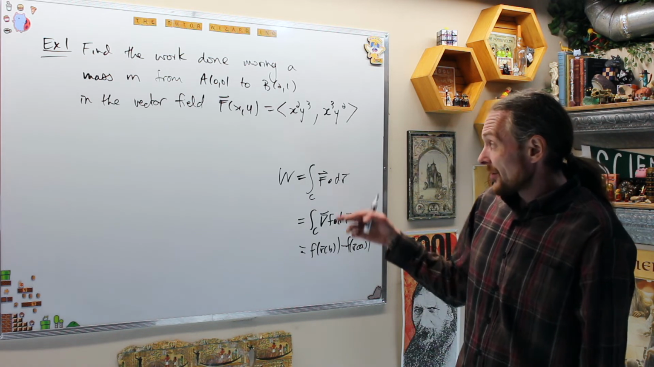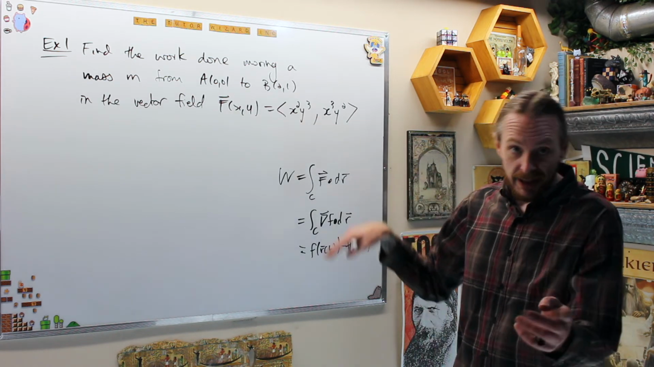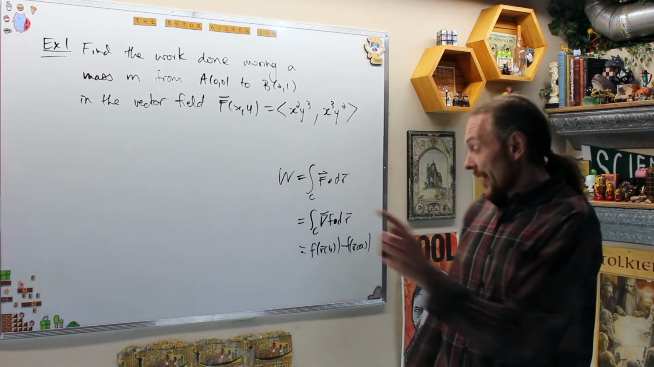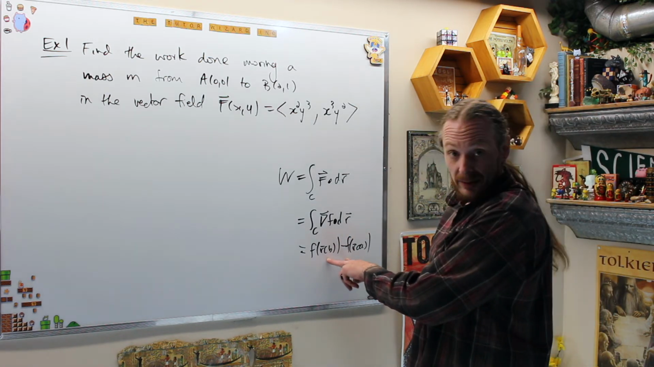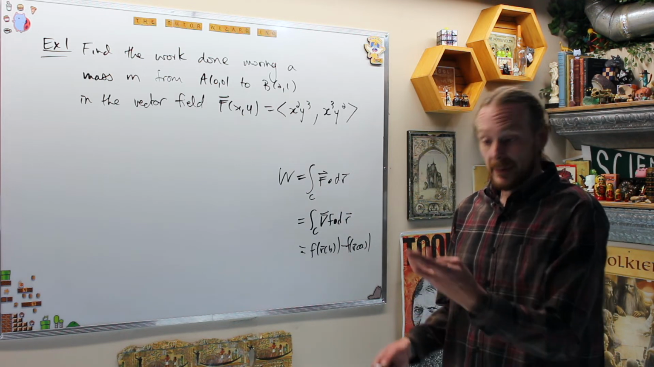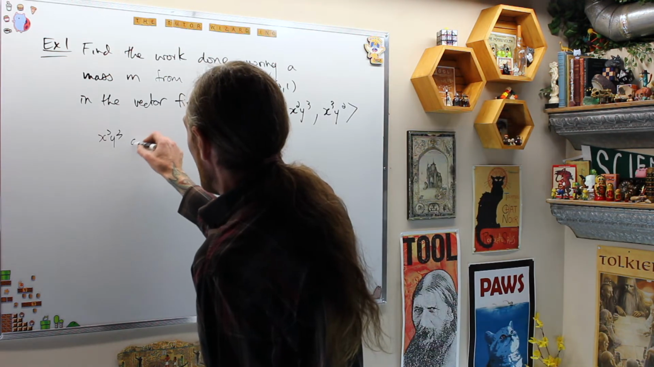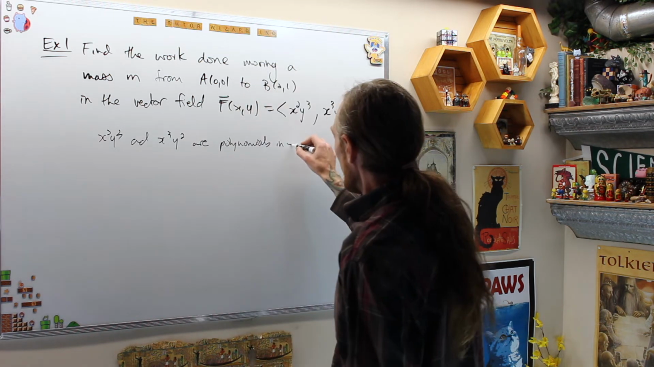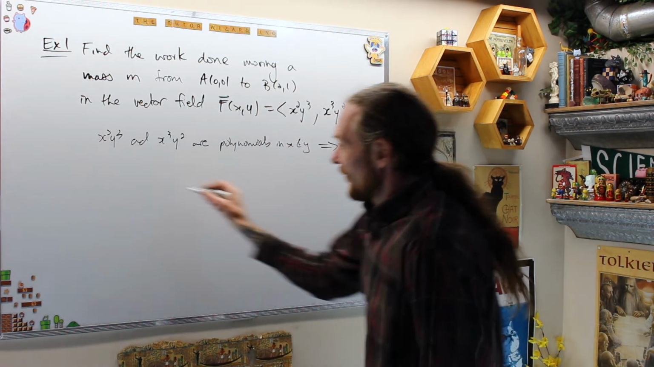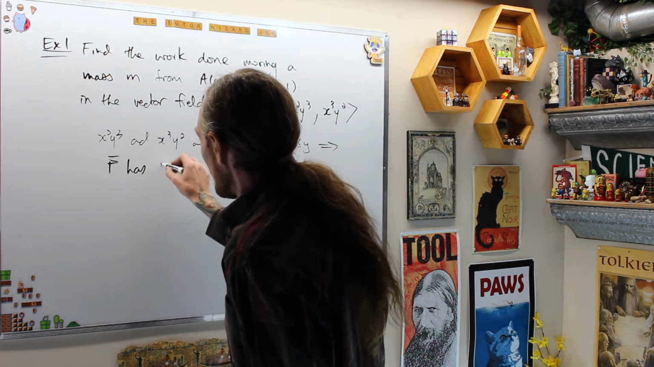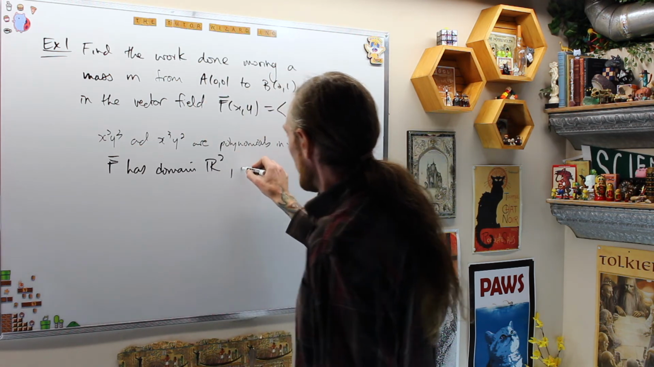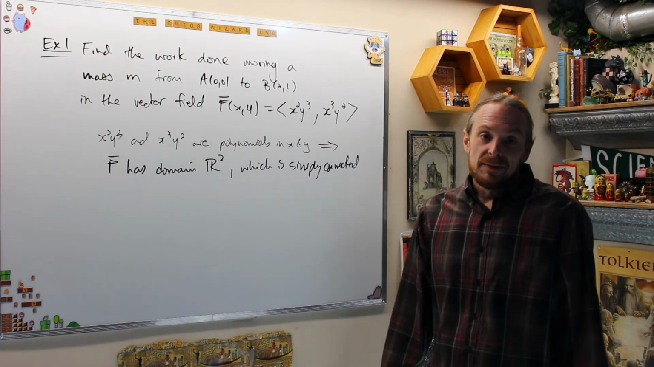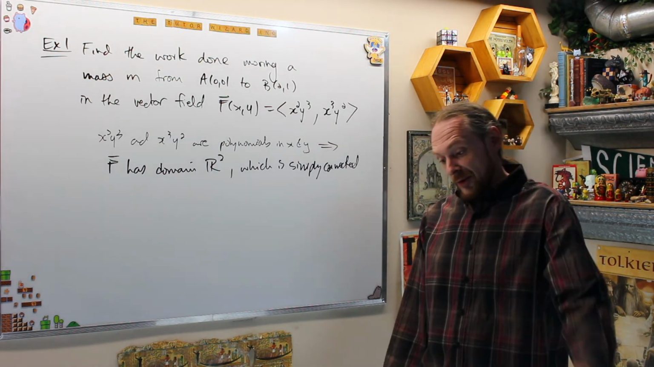Step one, I need to show carefully that this function is conservative. Then I have to find that potential function. Then I'm going to use it in the fundamental theorem of line integrals to compute this work. Let's do that. x squared y cubed and x cubed y squared are polynomials in x and y, and therefore F has domain R squared, which is simply connected. That's the first condition of checking if those partials are equal, then conservative.